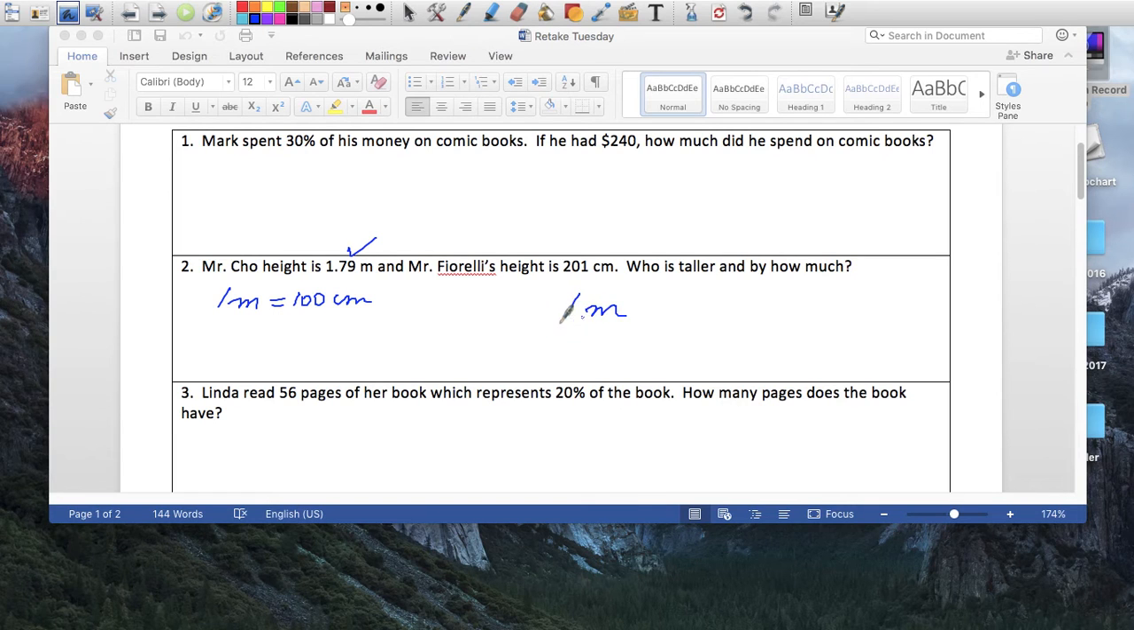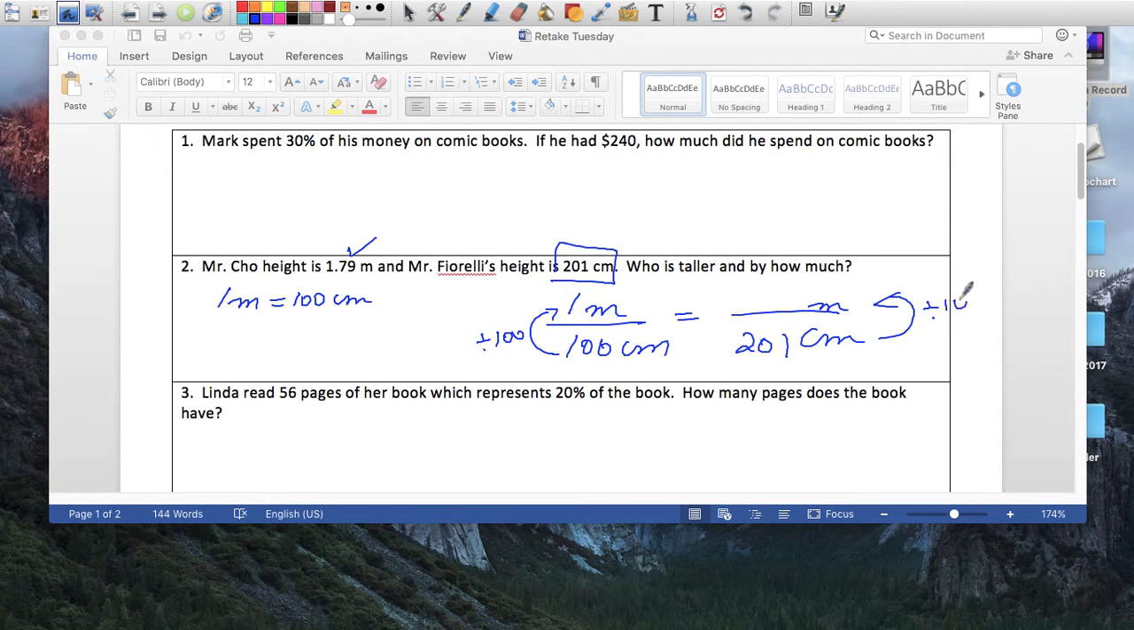So let's write this down. 1 meter is the same thing as 100 centimeters. On this side, I'm going to write meters on top, centimeters at the bottom. What we want to change, 201 centimeters, goes at the bottom. Side to side, nothing, but top and bottom, there is. How does 100 become 1? Divided by 100. So I'll divide 201 by 100 as well, which gives 2.01. So Mr. Ferrari is 2.01 meters. I am 1.79 meters.